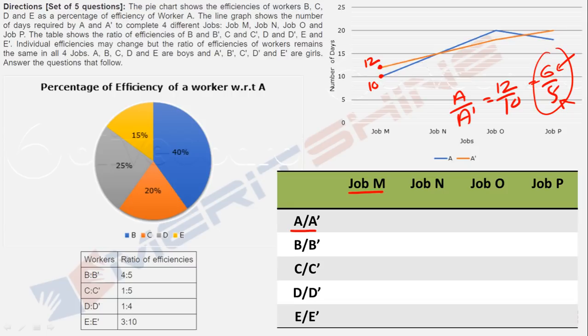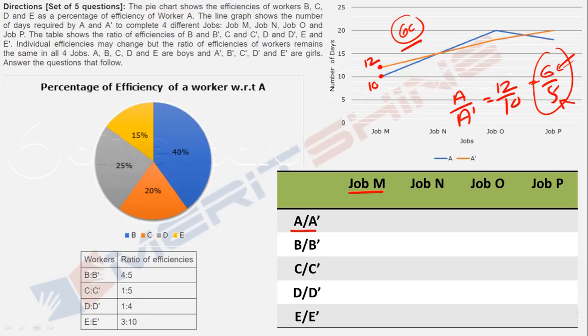Or what you can do is, if you have to calculate it in terms of LCM, the total work is 60 units, calculating the LCM of 12 and 10. So 60 divided by 10, it's 6 units of work for A daily, and for A dash it will be 5 units of work. So this is what we know. Now the work is 60 and these efficiencies are 6 and 5.